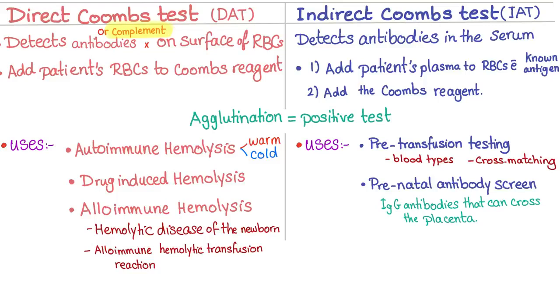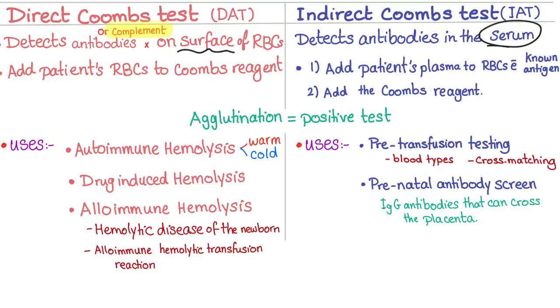Direct Coombs test detects antibodies or complement on the surface of red blood cells. So direct means on the surface. On the other hand, indirect Coombs test detects antibodies in the serum, unbound, floating in the plasma.